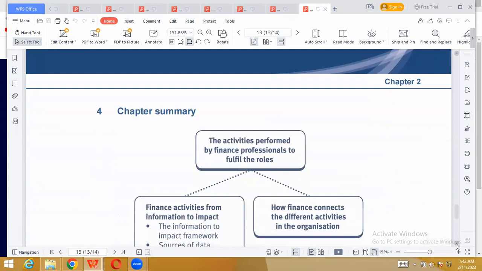So this is about the information to impact framework. You need to understand the information to impact framework, the different sources of information. It's very important to understand that. You need to understand all the stages within the information to impact framework. Once you understand that, you understand this chapter very well. It's not a difficult chapter to understand.